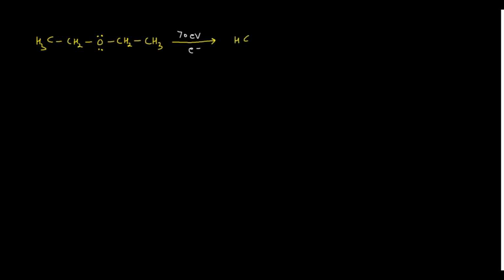This is your CH3 CH2 oxygen, 2 electrons are there, one is knocked out by the 70 electron volt electron, and then you are having CH2, and then you are having the CH3, and of course plus 2 electrons. Okay, one electron is this one, the other one is coming from this particular oxygen. So basically this is your molecular ion. Please remember, this is your molecular ion.